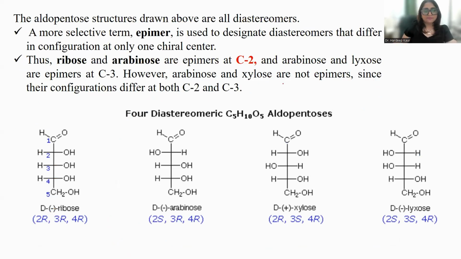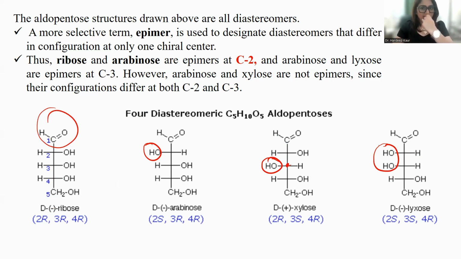This is another example. Here, this is the aldehyde group, and there will be 8 isomers. You can check here, OH is on this side, but at the second carbon it is like this. Because of the position of the hydroxyl groups, their structures and properties change, but they all are diastereomers.